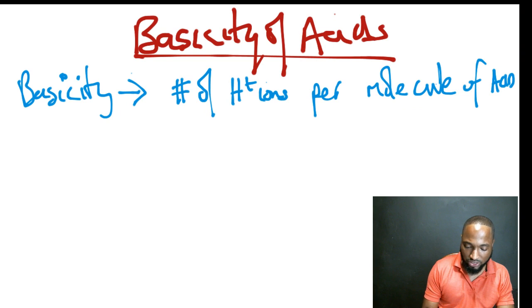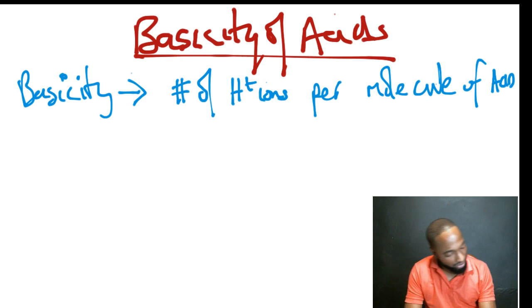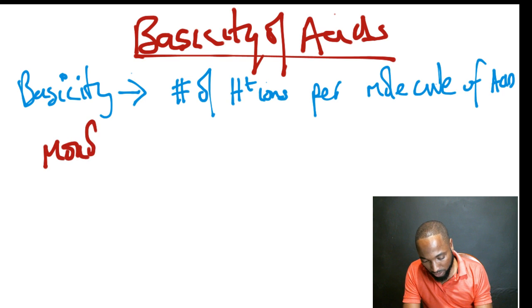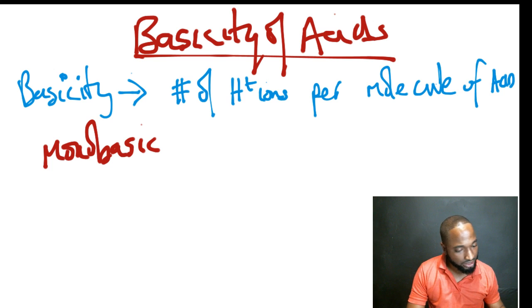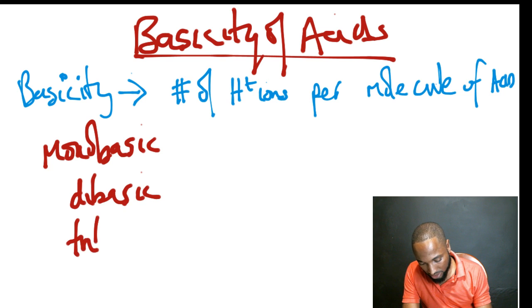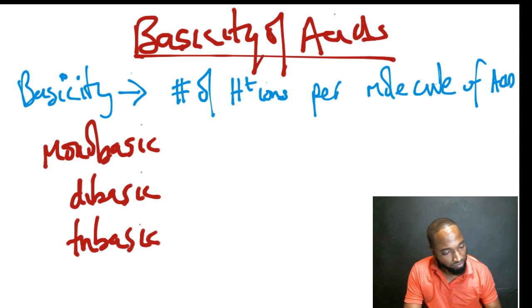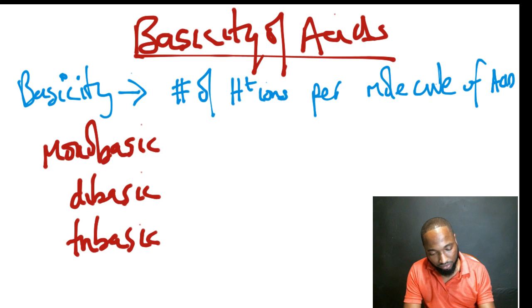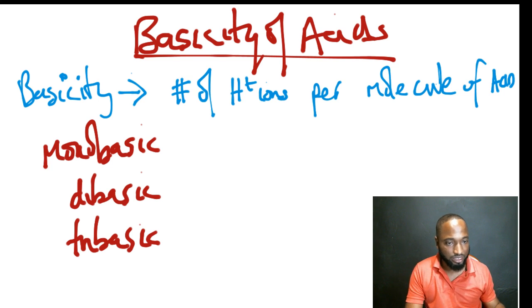The number of H plus ions per molecule of acid. So basicity talks about the number of H plus ions per molecule. So in other words, you have different styles. You have the monobasic. Give me an example of monobasic, dibasic, and tribasic acids.